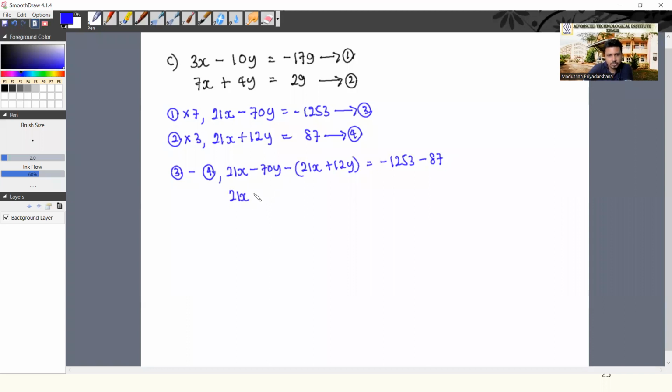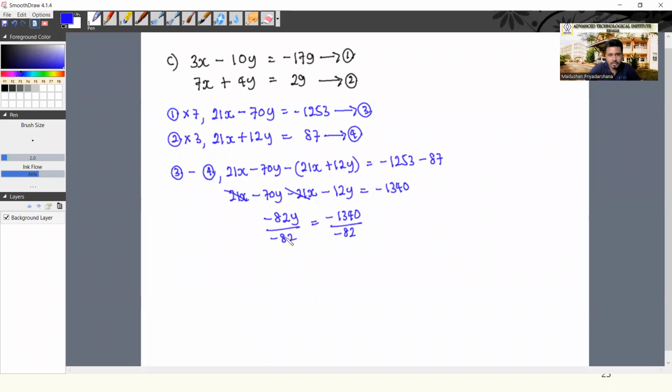Let's remove these brackets. So 21x minus 70y, here it is minus 21x, minus into plus becomes minus 12y. Minus 1253 minus 87 is minus 1340. Plus 21x and minus 21x cancel. We are left with minus 82y equals minus 1340. Divide both sides by minus 82.